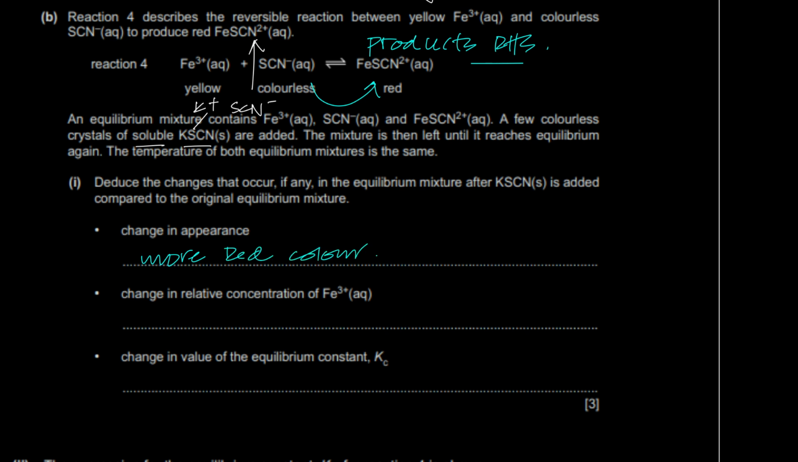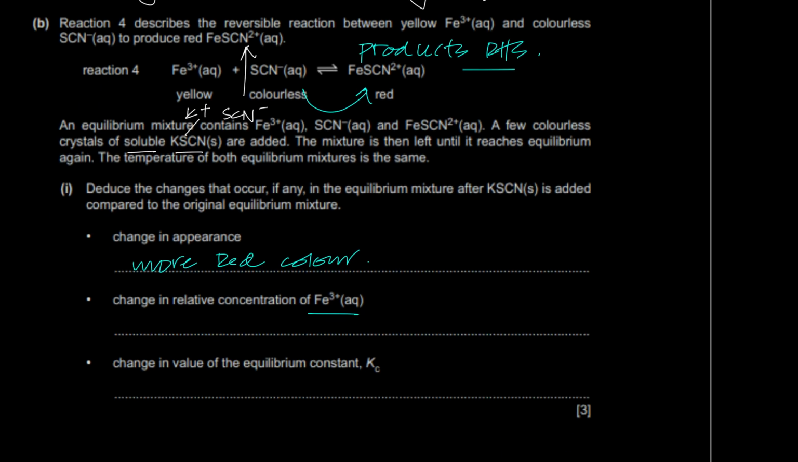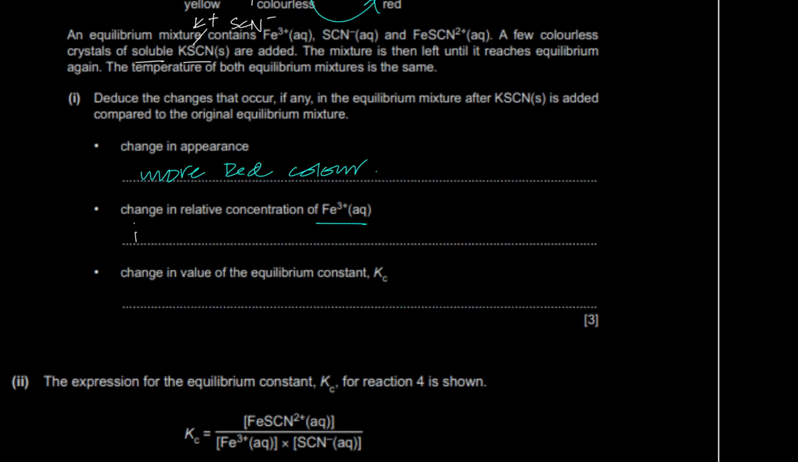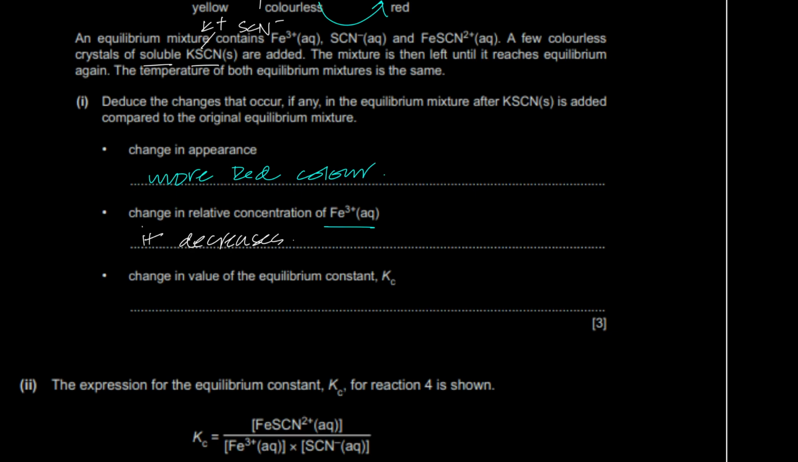And it's asking, what's the relative change in concentration of Fe3+? If the equilibrium shifts to the right hand side and makes more products, Fe3+ concentration should fall. That's just basic stuff. So relative to the previous one, it decreases. And he's asking, what is the change in value of Kc?